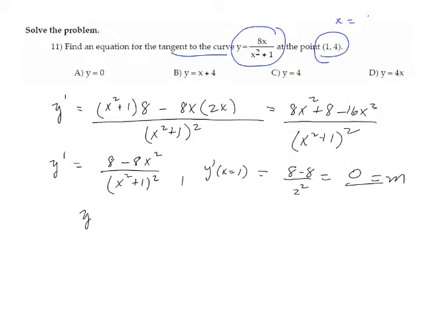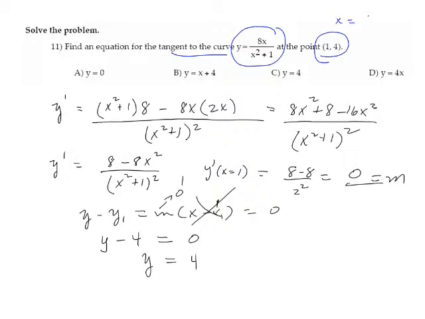And we get y minus y1 is equal to m times x minus x1. X1 is equal to 1, but m is 0, so this doesn't matter. And y1 is 4. So we get y minus 4 equals 0, and y is equal to 4. The minute you knew the tangent line was horizontal, and it went through the point y equal 4 and x equal 1, you know it has to be y equal 4.